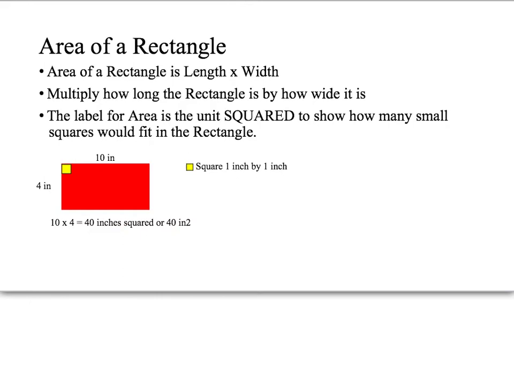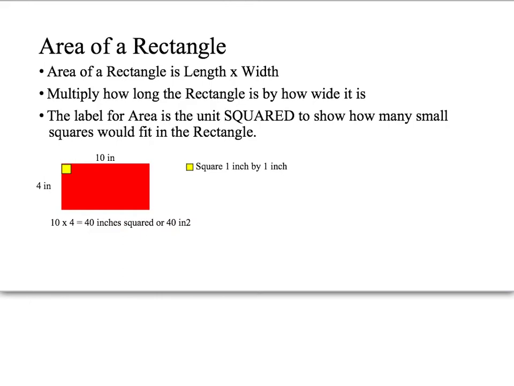Now, to find the area of a rectangle, you simply take length times width. In other words, you multiply how long the rectangle is by how wide it is. Now, the label for area is the unit squared to show how many small squares would fit inside the rectangle.